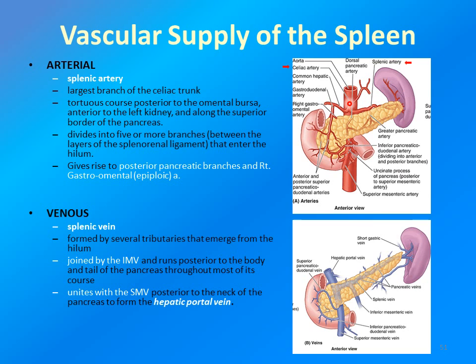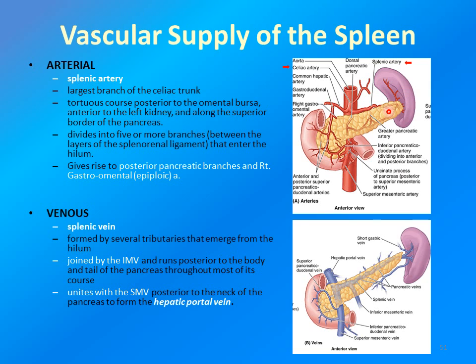Here's the celiac trunk, here's the splenic artery, and it courses posterior to the omental bursa and on the dorsal surface of the pancreas, and it continues laterally till it reaches the hilum of the spleen, and then it's going to branch, and it will give rise to a left gastro-omental epiploic artery, okay, and splenic branches that go into the hilum of the spleen.